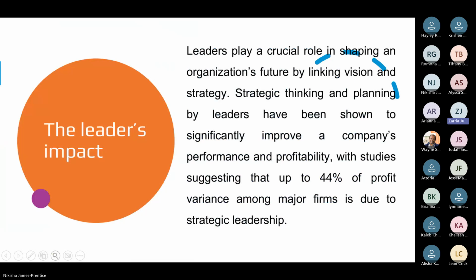The last thing I'd like to talk about is leaders' impact. The leader's impact refers to the effect a leader has on people, strategy, and organizational outcomes. Leaders play a crucial role in shaping an organization's future by linking the vision and the strategy. Strategic thinking and planning by leaders have been shown to significantly improve a company's performance and profitability, with studies showing up to 44% variance amongst major companies is due to strategic leadership.